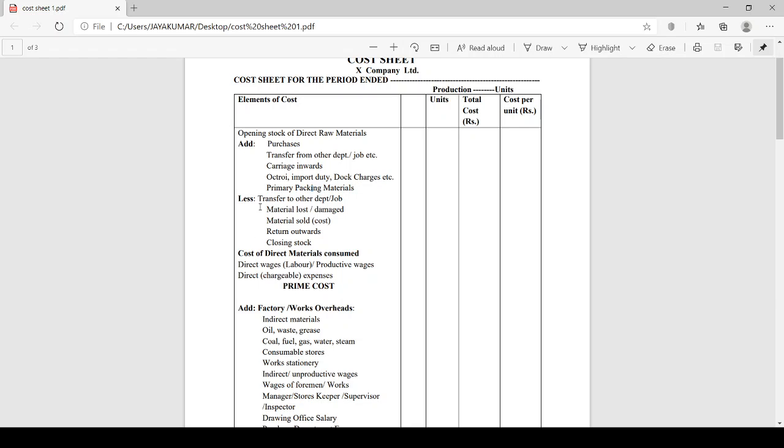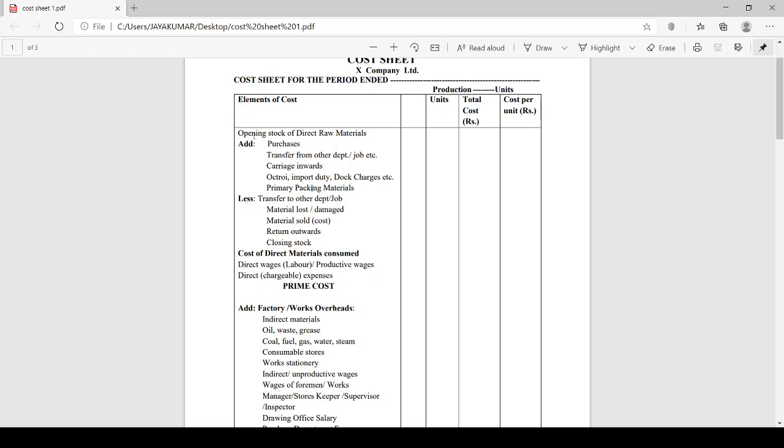So direct materials. Now imagine we are buying materials for a particular period. It may not be possible for us to use the entire lot of materials which we have purchased, isn't it? Some stocks may remain there. We call it closing stock. Some of the materials may not be of the standard. We may return it. Some may be damaged, or so many aspects will be there. So what we will be doing is we'll have to do some adjustments.